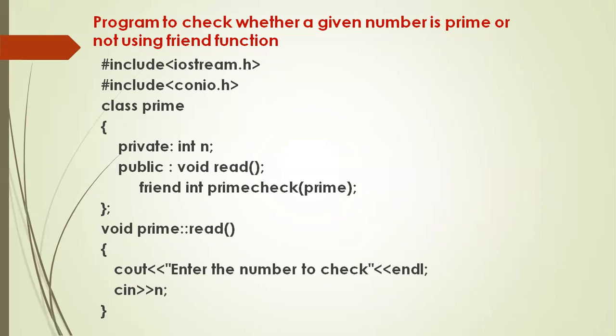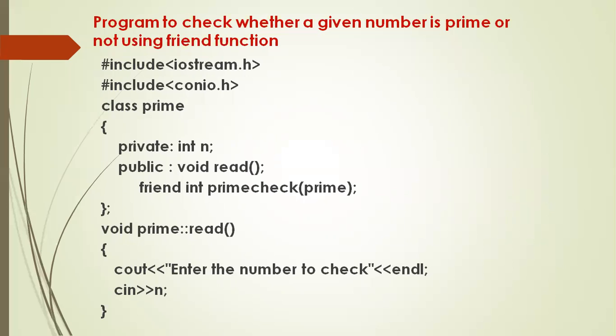Whereas for the prime check function, since it is prefixed with the keyword friend, it returns a value of integer type, and accepts one parameter, a class object. If the given number is prime, it returns 1. If the given number is not prime, it returns 0. So the return type of the prime check function is 1 or 0, which means it's an int.